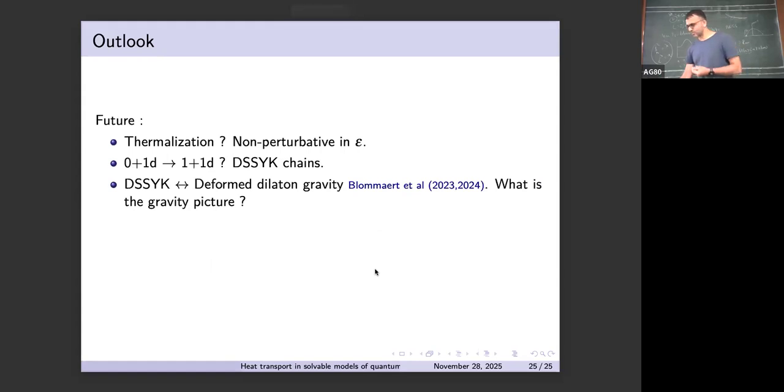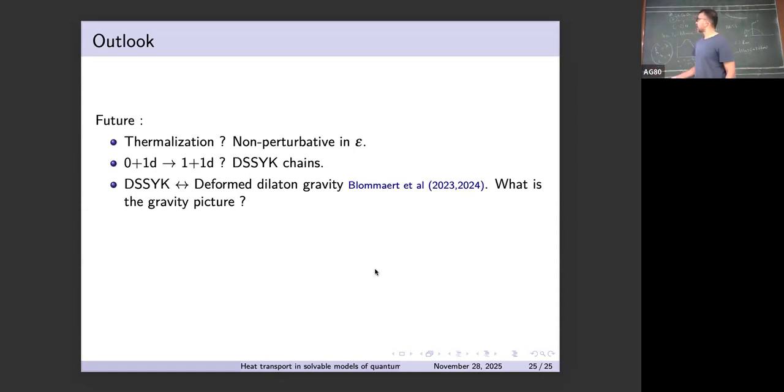So let me just do one or two quick future things. As people have already said, it would be interesting to see thermalization. Of course, it's non-perturbative in epsilon, but it's DSSYK, so there is some control. All the endpoint functions are kind of known as an integral, but known. So you might be able to extract more.